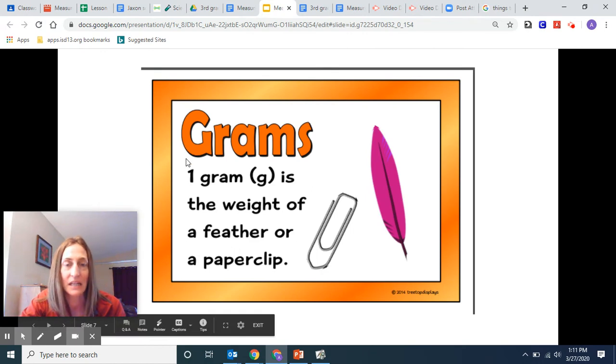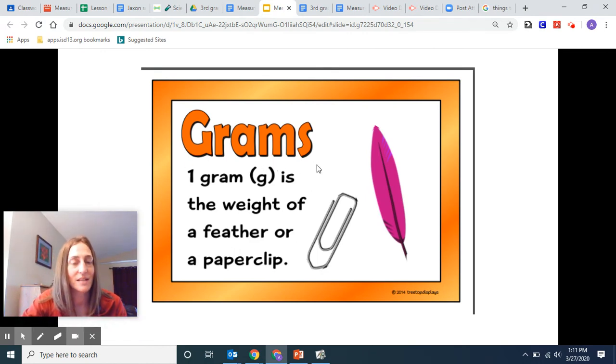All right, so that first unit I just said was a review: grams. One gram is the weight of a feather or a paper clip. It's that really small unit. Remember that little blue cube is the same as 1 gram, and it's what you would use to measure smaller things. So for example, I have a yo-yo here. It's really light. It's super easy to carry, not heavy at all. You're going to measure this type of an object in grams.